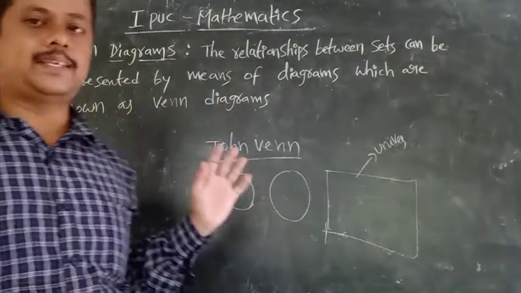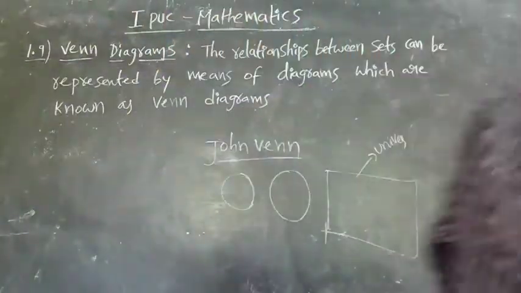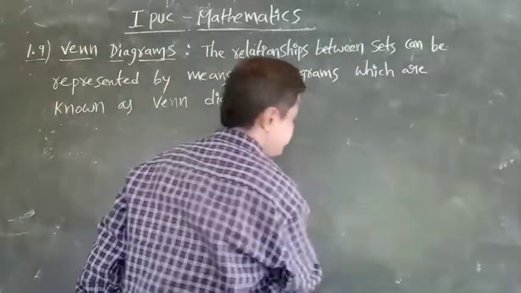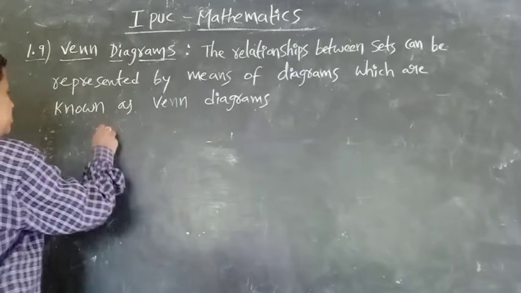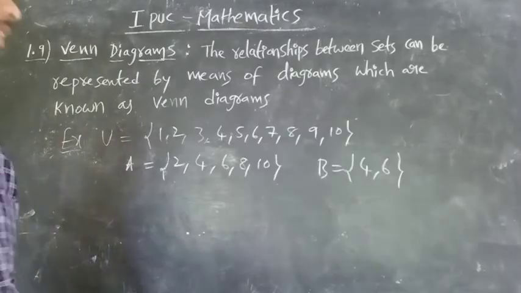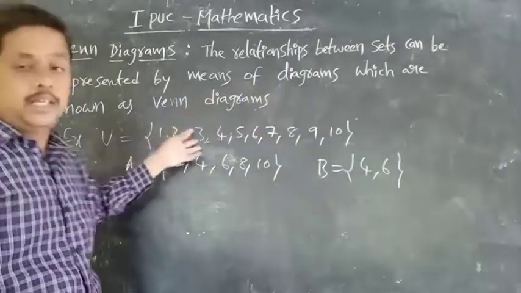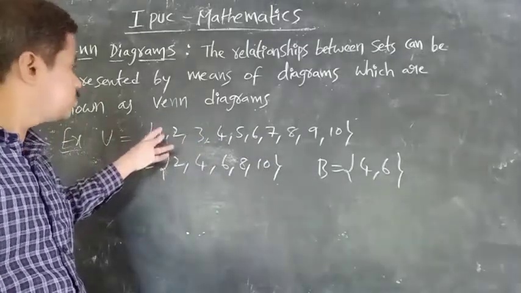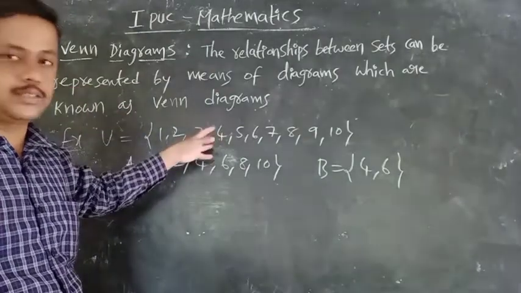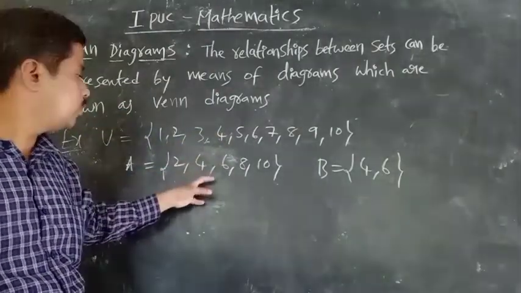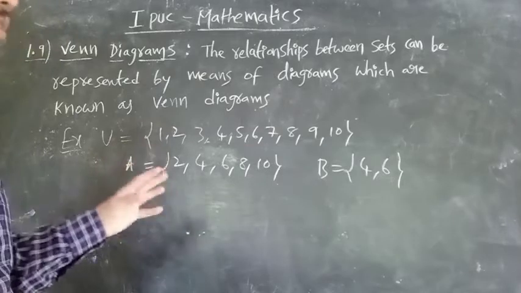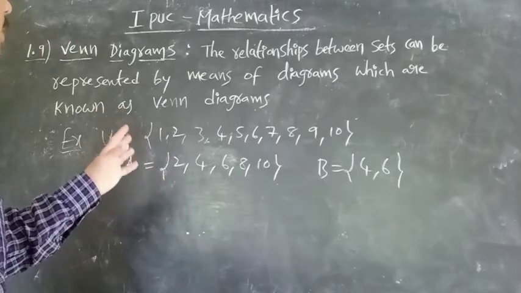Therefore the relationship between the sets is represented by means of these diagrams. Let us take an example so the concept will be clear. Let us consider the universal set U = {1, 2, 3, 4, 5, 6, 7, 8, 9, 10}. Set A is {2, 4, 6, 8, 10} and set B is {4, 6}. How can we represent this by means of Venn diagrams?